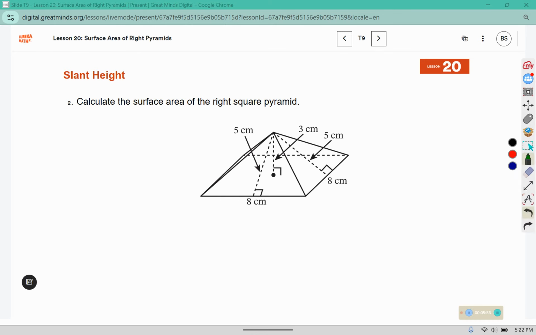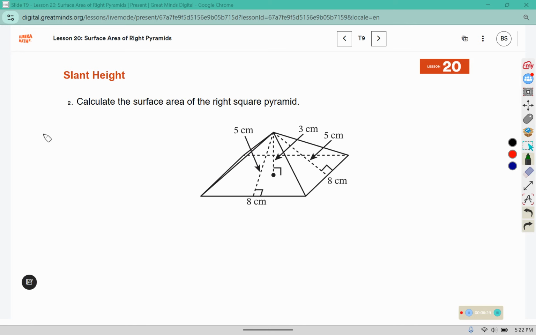In a pyramid, we have two different height measurements. One is the height of the pyramid itself, and then one is the slant height of the pyramid, which is the height of the triangle on the side. So if we're looking for surface area, we're going to use the slant height to help us find the area of the triangle. But if we're talking about volume, we will use the height of the pyramid. So make sure you can keep those distinguished in your brain.